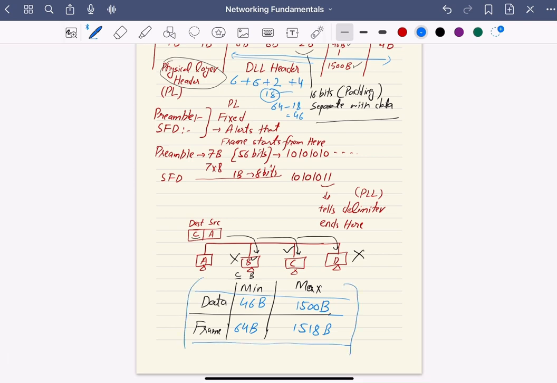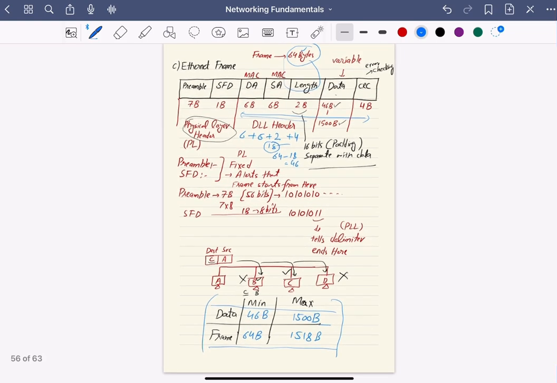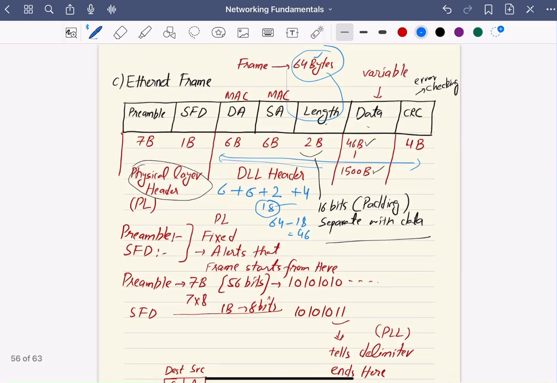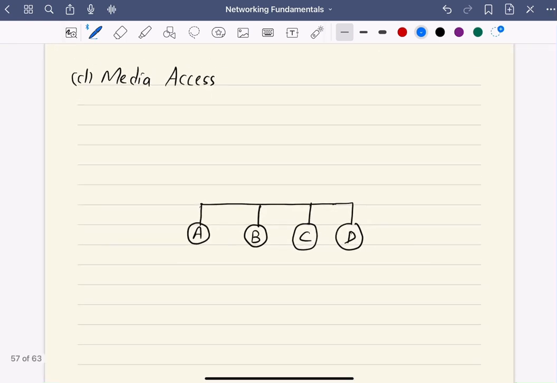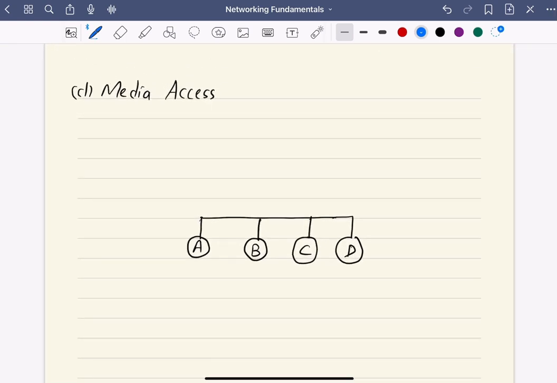Okay. So that's basically what the frame is, and this is how the Ethernet frame looks like, which will travel through the Ethernet cables. Now let's talk about how the workstations can access the media. So first of all, let's say if you see, this is basically the bus topology, and let's say A wants to send the data to, let's say, D.